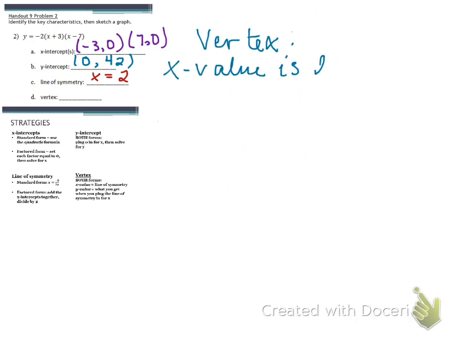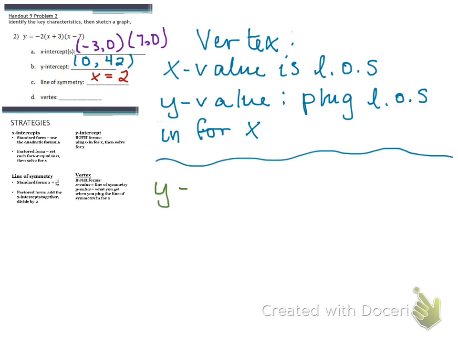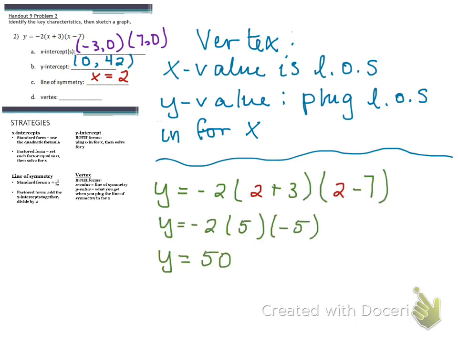For the vertex, the x value is the line of symmetry, and the y value is the line of symmetry plugged in for x and solved for y. So you'll have y equals negative 2 times 2 plus 3 times 2 minus 7. That red 2 is the line of symmetry, and that's why it's a different color.